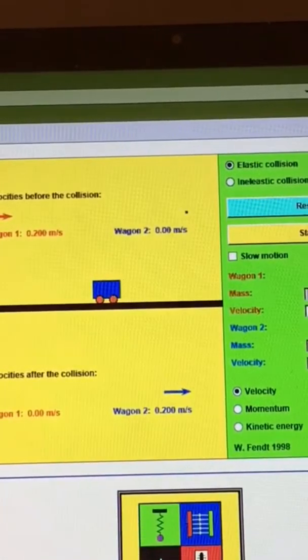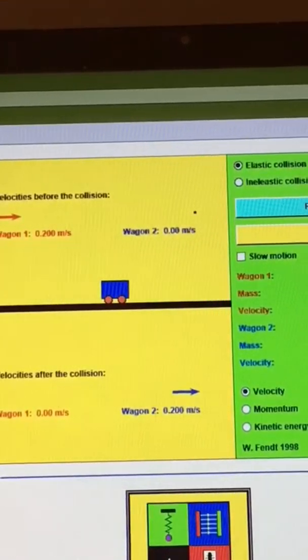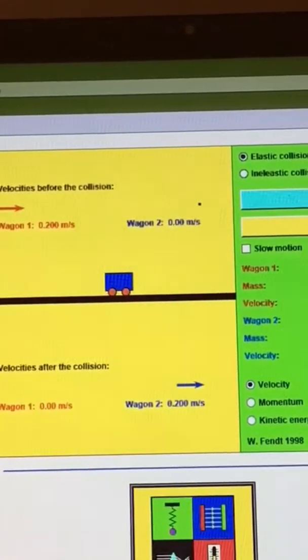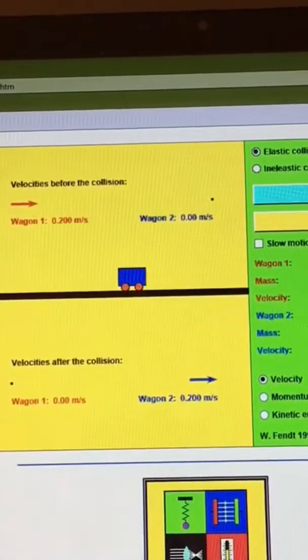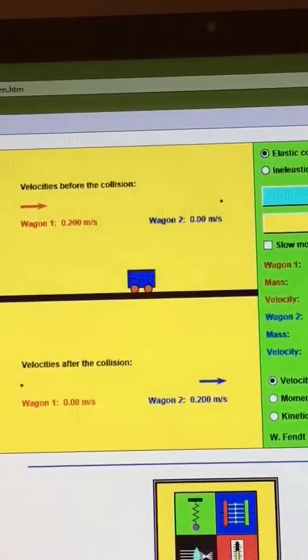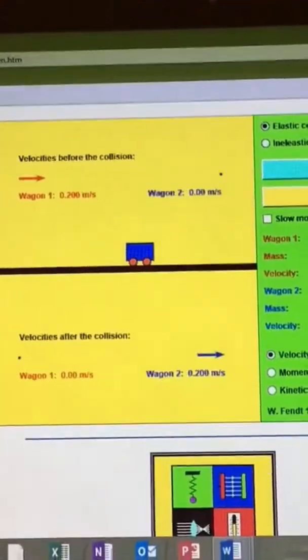In this experiment, we will explore momentum in one dimension. The simulation replicates an air track on which two carts can move without any friction.